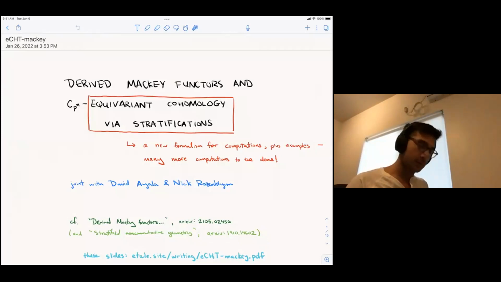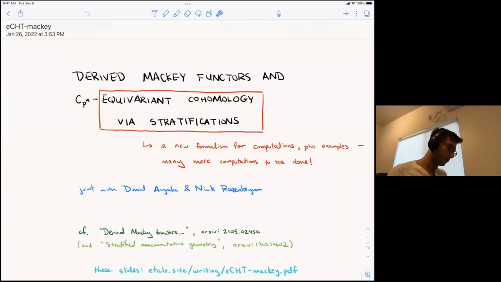So what I want to tell you about is a new way of doing computations. I think that these ideas in various forms have been in the air for a while. And then I'll give some examples of applying this formalism. But the one thing I want you to take away is that there are a ton of computations that have not been done and can be done using this new formalism. So I'll indicate those towards the end.